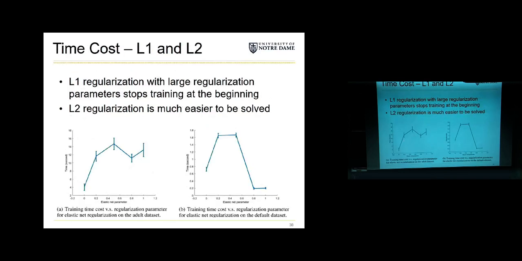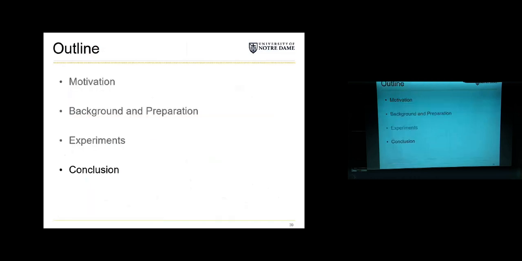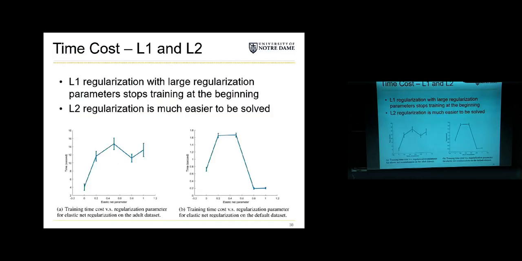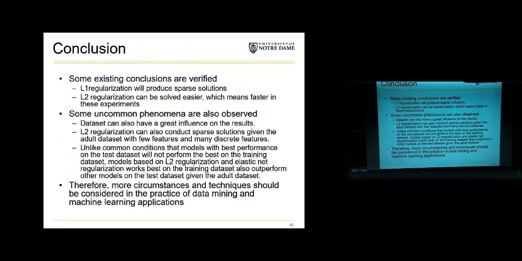And also the time cost: if we only have more L2 regularization or pure L2 regularization, it can be much faster, until it gives up solving the optimization problem. And when we have even larger data sets, the gap can be bigger. So in our engineering, maybe more L2 regularization is better. And there are some conclusions where you can verify the expectations of L1 regression and L2 regression from before, and there are also some uncommon phenomena observed, with different influence and different performance under this regression.